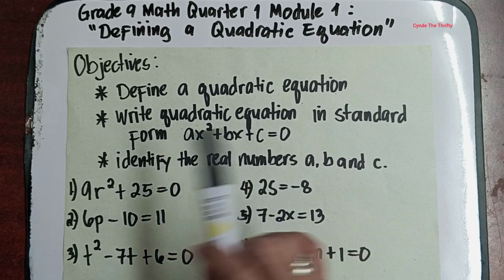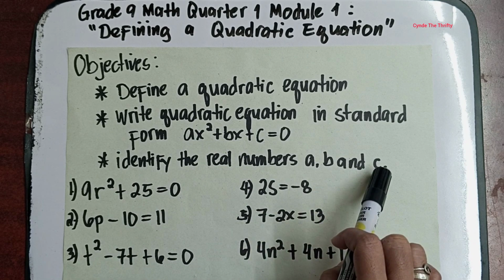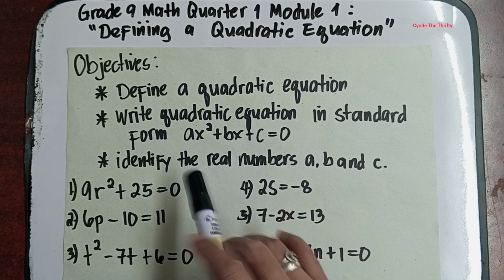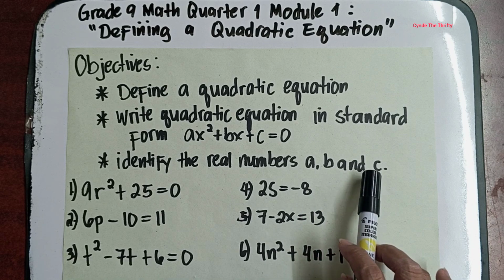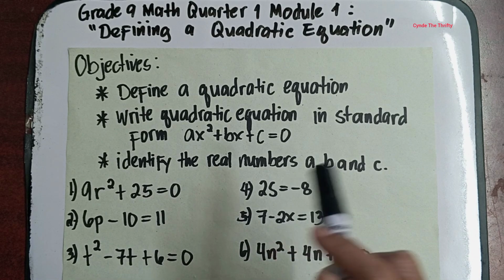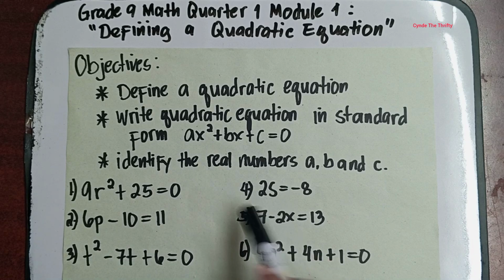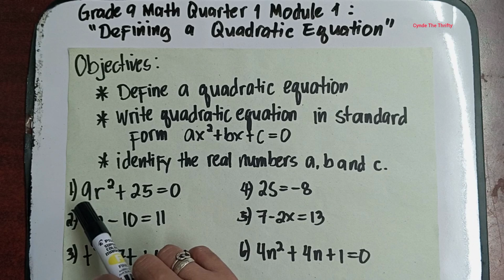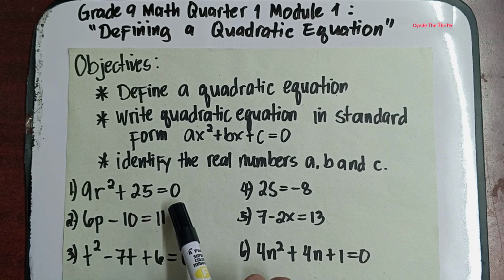At ang pangatlo is identify the real numbers a, b, and c. So pagkatapos ng lesson natin ding ito, ma-identify nyo na kung ano yung value ng a, ano yung value ng b, at ano yung value ng c. Ano nga ba ang quadratic equation? Okay, so meron tayong mga examples dito. I-identify natin kung anong klaseng mga equation ito. For example, itong number 1, 9r squared plus 25 is equal to 0.